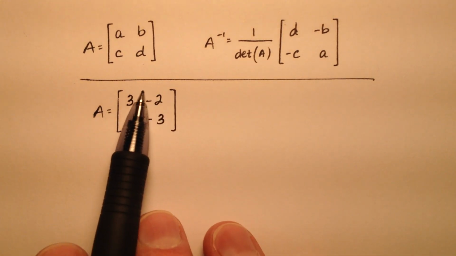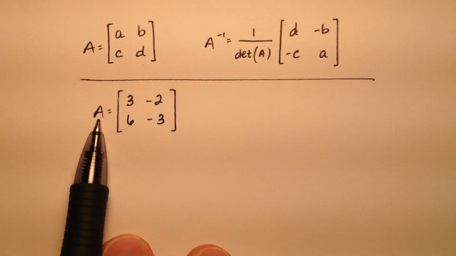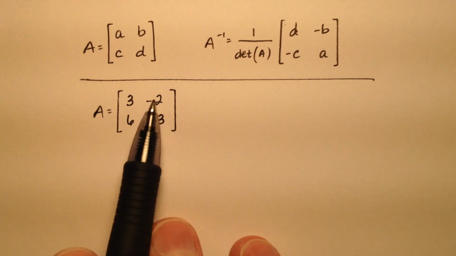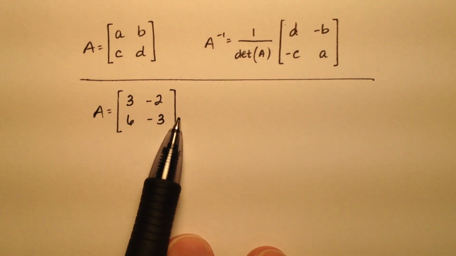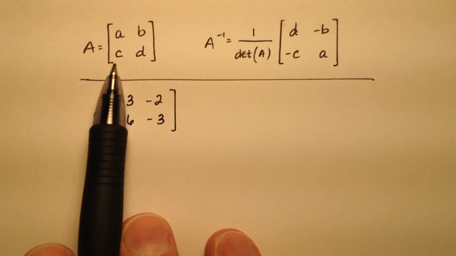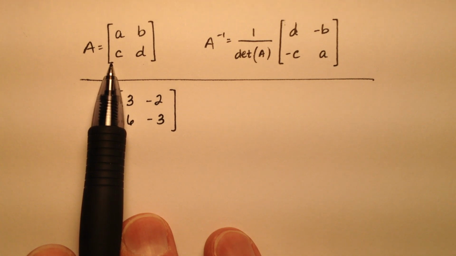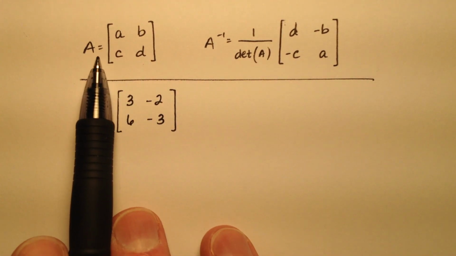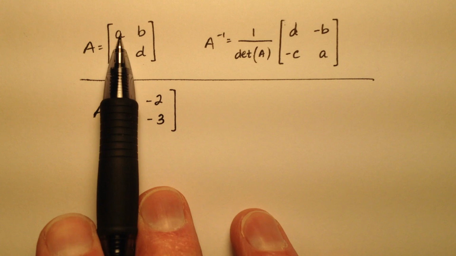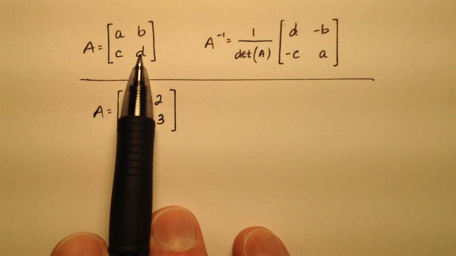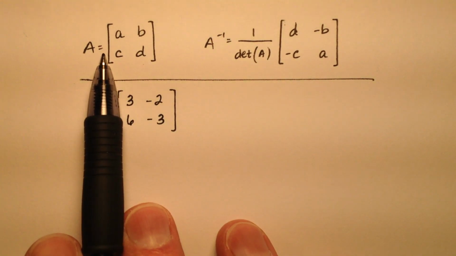Here, we're going to find the inverse of this matrix A. And so we notice that A is going to be a 2 by 2 matrix, so that means we can use a nice formula to find its inverse. So in generalized terms, when we have a matrix A whose entries are a, b, c, d, we can find its inverse by doing a couple of things.